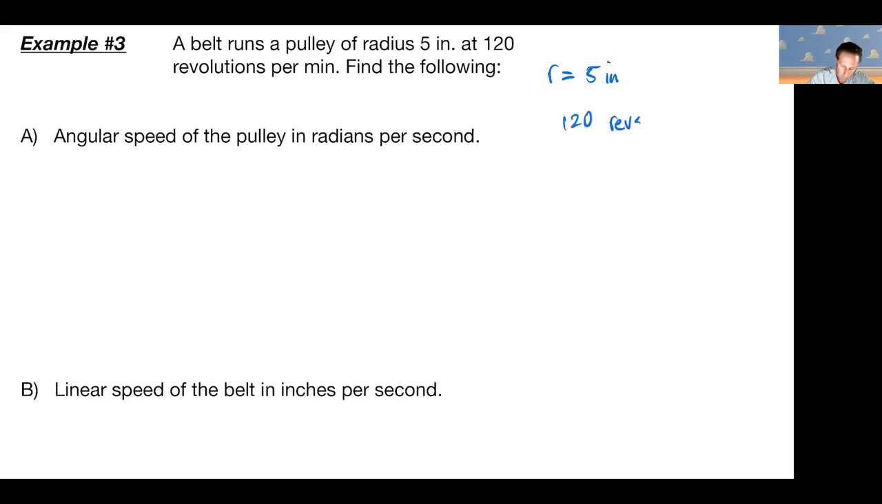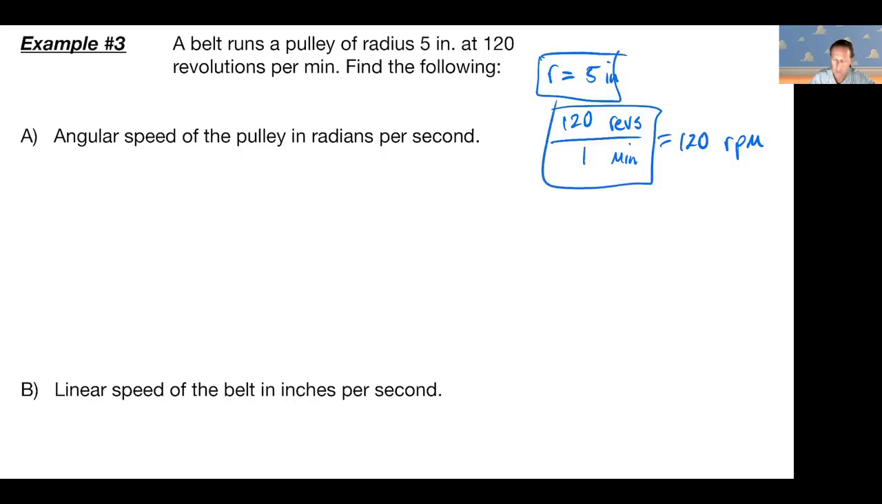120 revolutions per minute. Now, if you want to abbreviate that, a lot of people have seen this before. They just didn't know what it actually meant. RPM. Just like miles per hour represents how many miles we can travel in 1 hour. Revolutions per minute means how many times we rotate around a full 360 or 2 pi per minute. Okay, so those are the things that they gave us to work with, our radius and our RPMs.